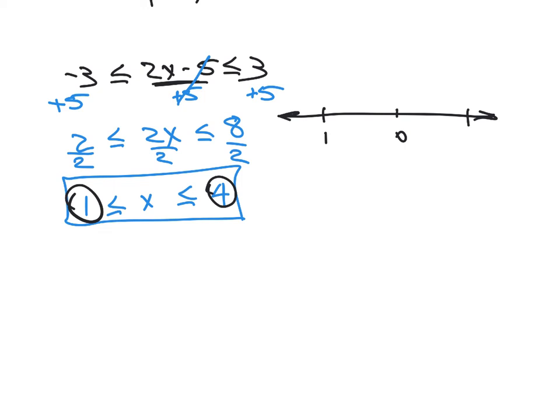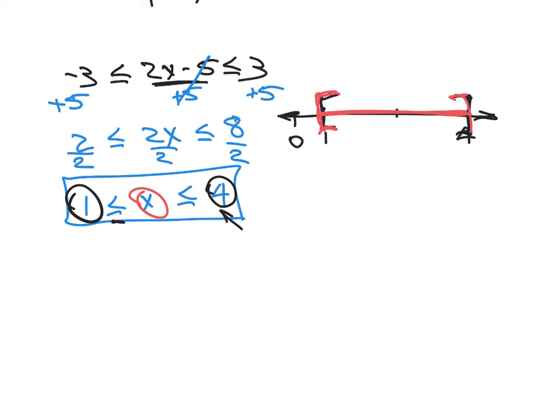Whoops. Let me move our 0. Move our 0 over here. Move our 4 here. Okay, because everything's to the right of the 0 because it's positive. And it gives me a less than or equal to sign. So 1 is less than or equal to x, so that's going to be square. My 4 is greater than or equal to, so it's also going to be squared. And then the x is in between these. So that ends up being our graph.